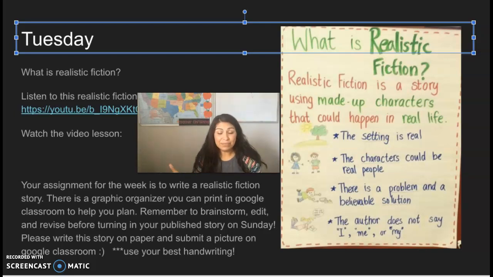The setting in Enemy Pie is in his house, in his neighborhood. And we all live in a house, in a neighborhood. There's other people that live there. There's kids that play in our neighborhood. So this is all part of realistic fiction. The setting could be a real place.